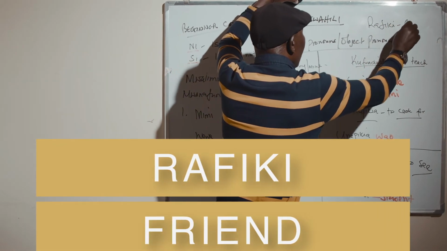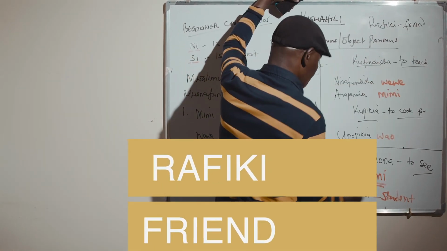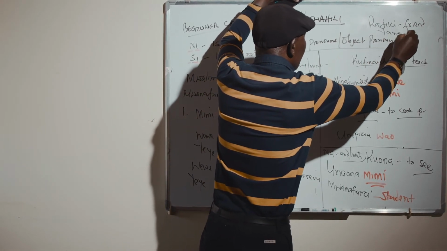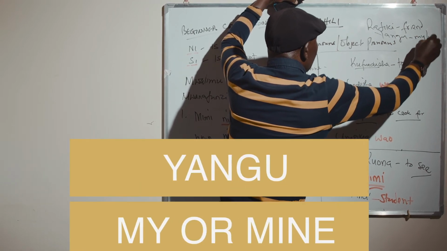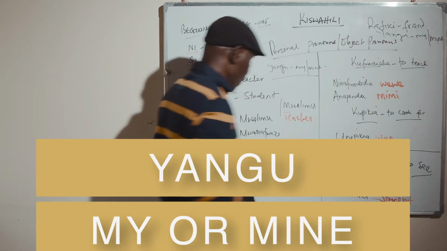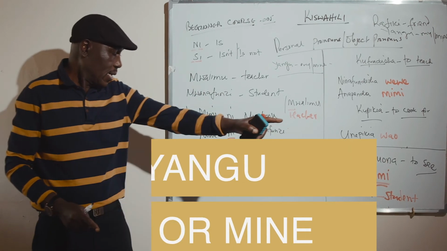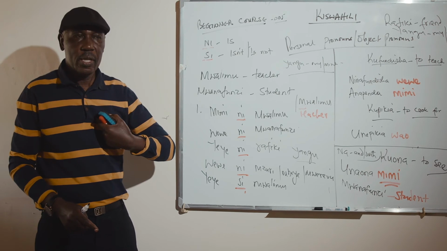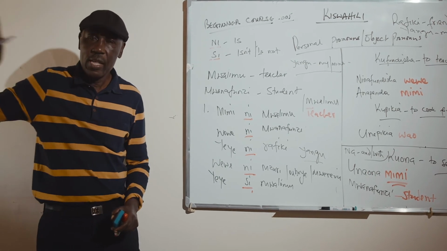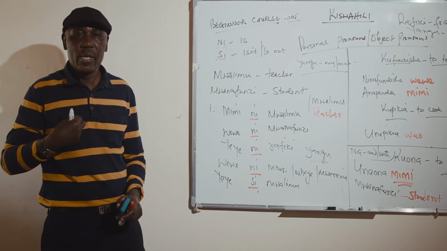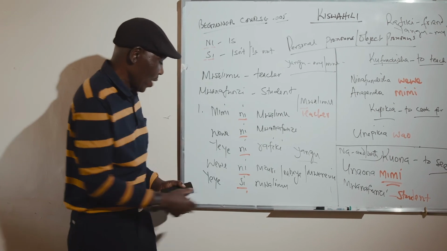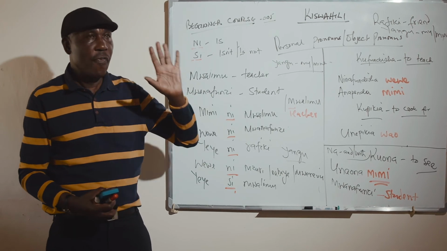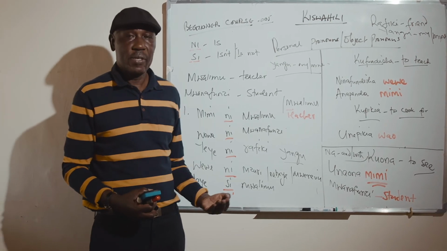Rafiki is friend. I've used yangu. Yangu is my, or you can use the same to mean mine. So I'm talking of yeye ni rafiki yangu. Yeye, that person, yeye ni rafiki yangu. So, see, yeye ni rafiki. We can use also this with adjectives.